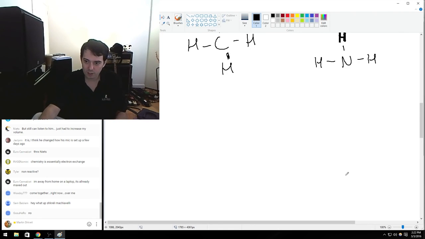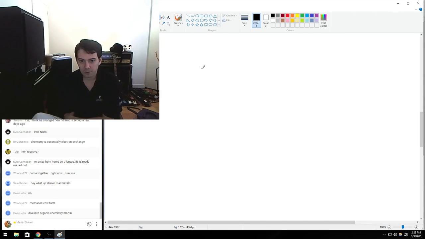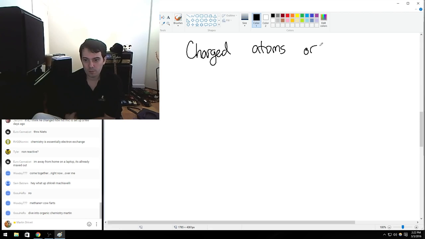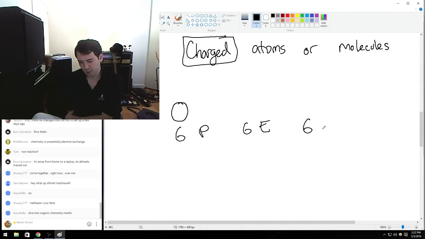So let's talk about ions. Ions, you might have seen this in Star Wars, but they're charged molecules, charged atoms or molecules. So what does this charge mean? Well, it's when you have, let's take oxygen or something like that, six protons, six electrons, six neutrons.